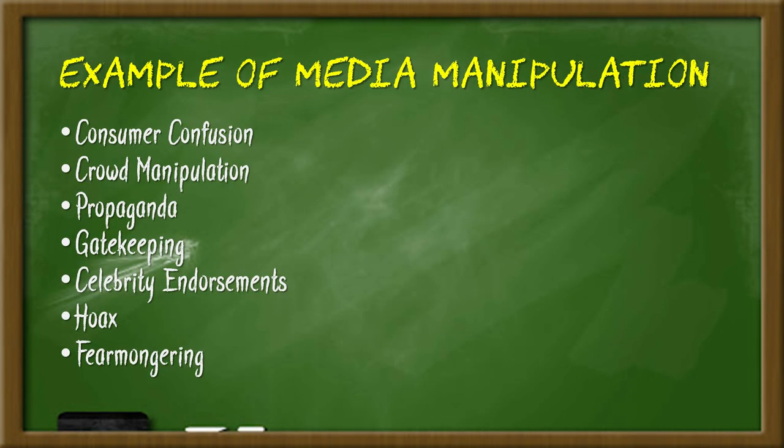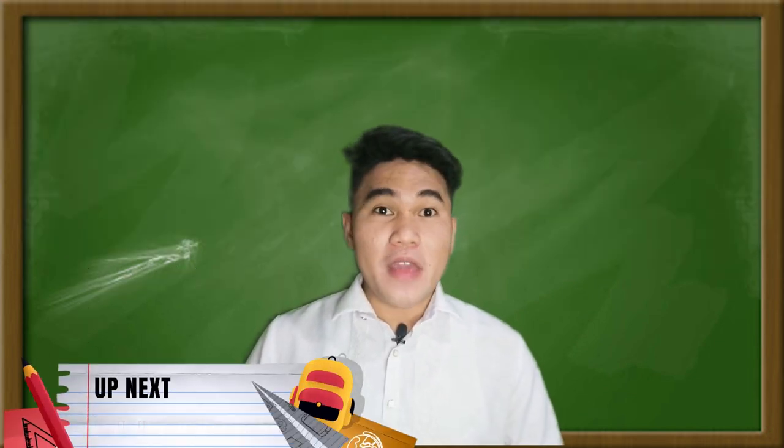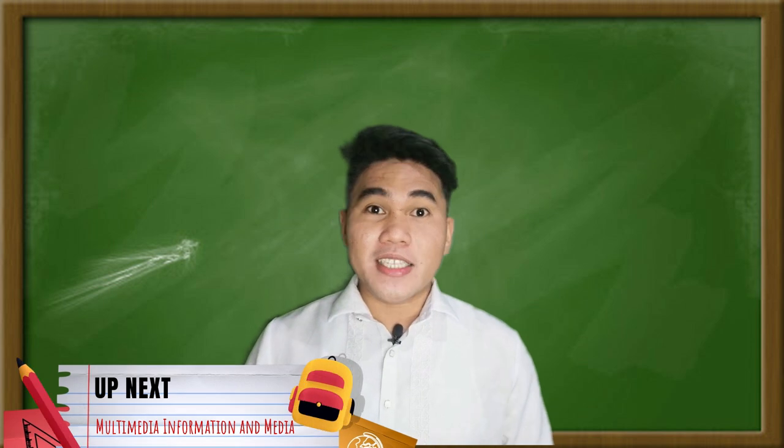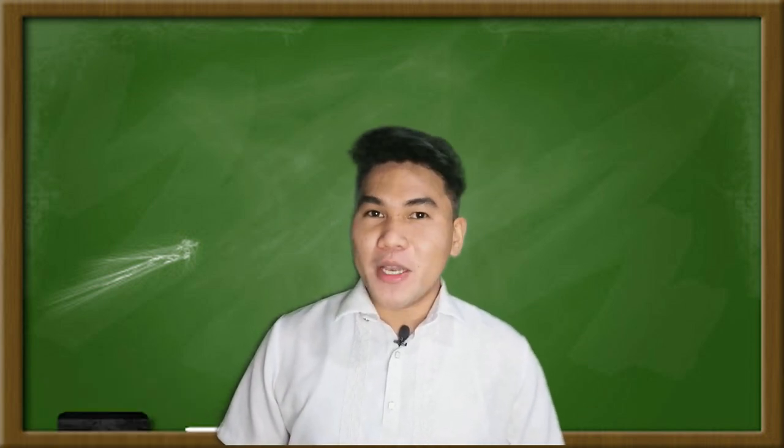The following are examples of media manipulation: consumer confusion, crowd manipulation, propaganda, gatekeeping, celebrity endorsements, hoax, psychological manipulation, and fear-mongering. We are done with four of the five dimensions of information and media, such as text, visual, audio, motion, and manipulative.